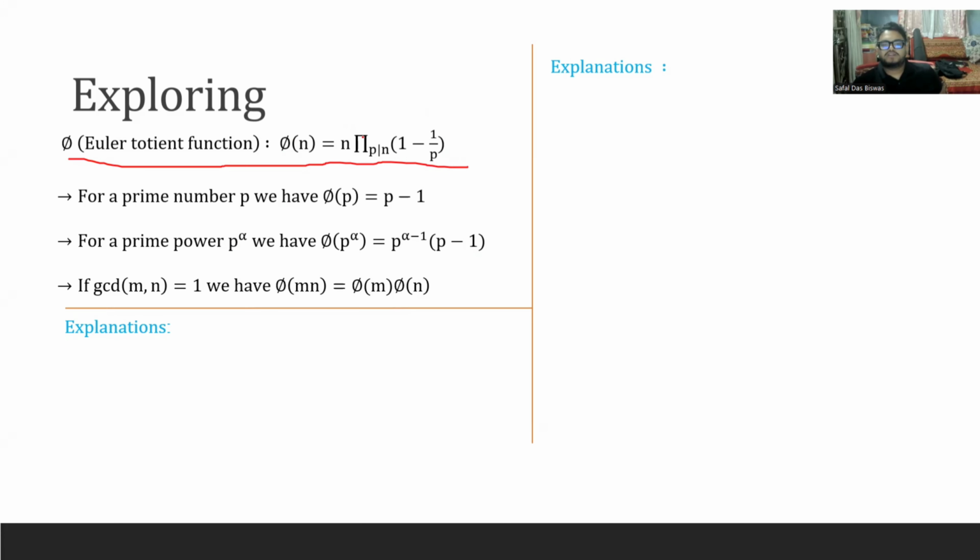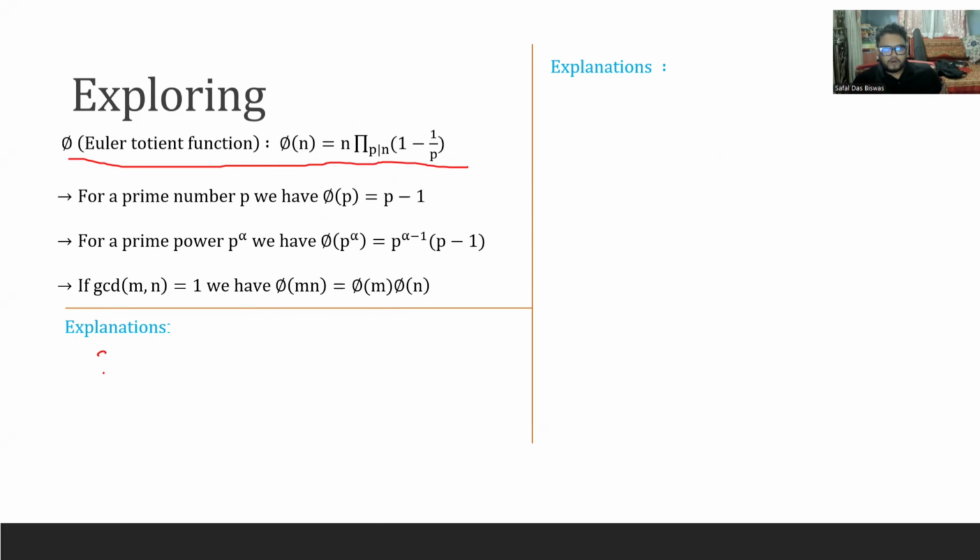And this is the product notation, right? I hope you know it while you are in this stage of watching this video. What is product? So phi n is actually n into product over p that divides n, all primes that divide n, times 1 minus 1 by p. So a short explanation of how to prove it.